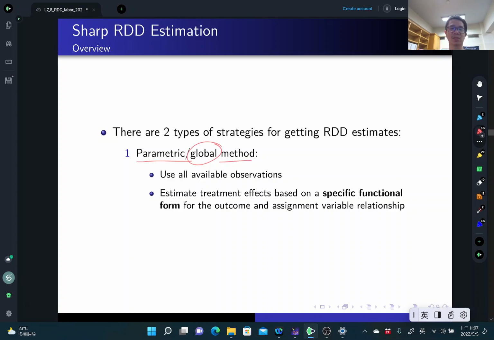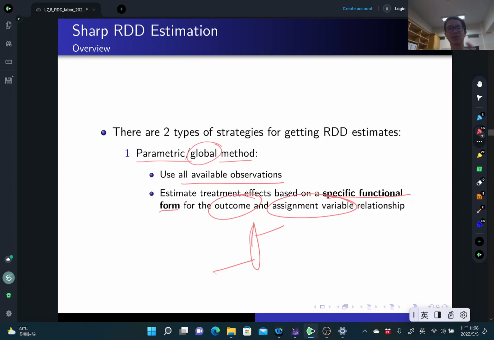In this method, we will use all available observations, but we need to assume a specific functional form for the outcome and the assignment variable, their relationship. We need to have the correct functional form for the relationship between the outcome variable and the assignment variable. Based on this functional assumption, we can estimate the correct discontinuity at the cutoff.